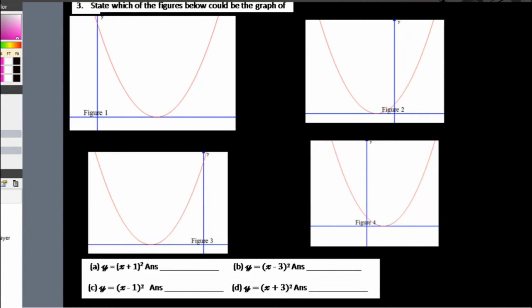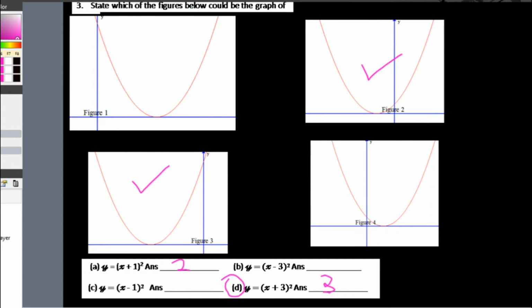Question number 3. State which of the figures below could be the graph of part A, x plus 1 whole square. So the figure will move 1 unit to the left. So it could be this graph or this graph. Which one to choose? Do we have any other equation like this? Yes, we also have part D. Look at part D, which is x plus 3 whole square. So this one will move the graph 3 units to the left. So the graph for this will be figure 3, since it's further to the left, and the graph of part A will be figure 2.